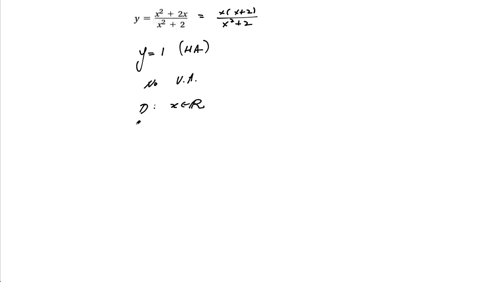Okay. X-intercepts are 0, that comes from the numerator, 0 and -2. And y-intercept, okay, is 0. Pass through 0, 0.